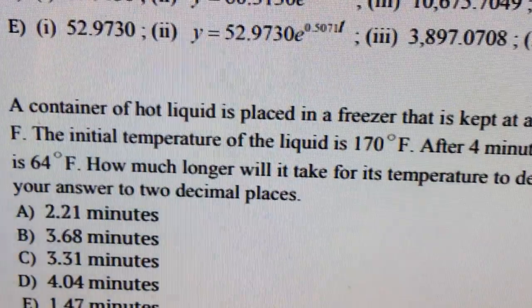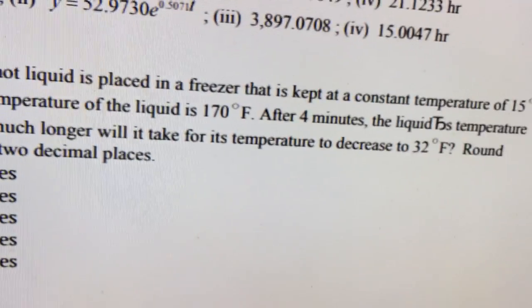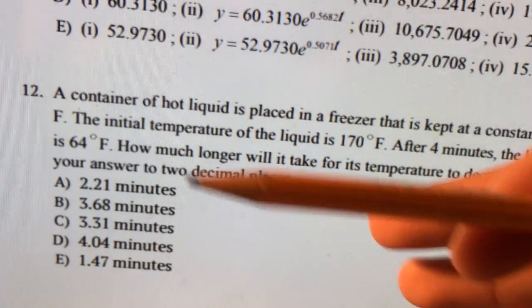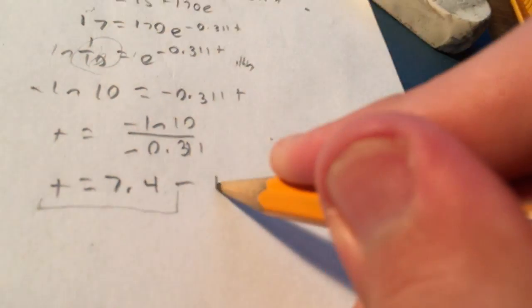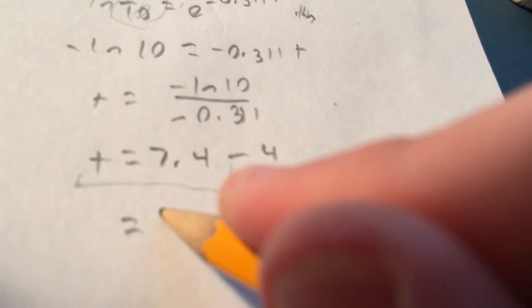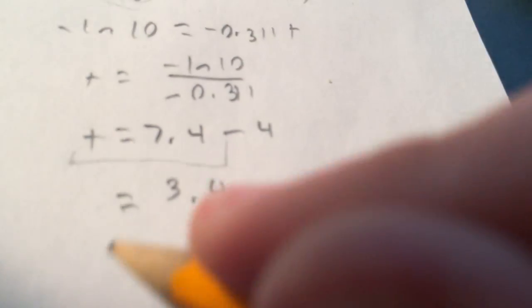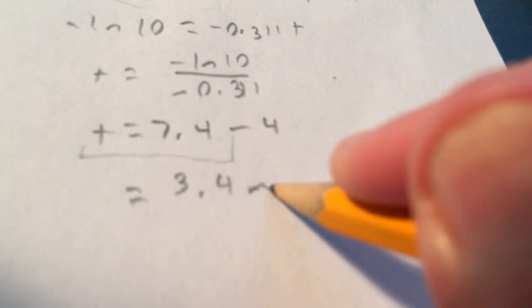But it says how much longer. That means after 4 minutes, right? It cooled to 64. So how much longer? So how much more than 4 minutes will it take? So that's easy. You just subtract 4. So then that gives us a new one, 3.4. And this should be our time here, in minutes.